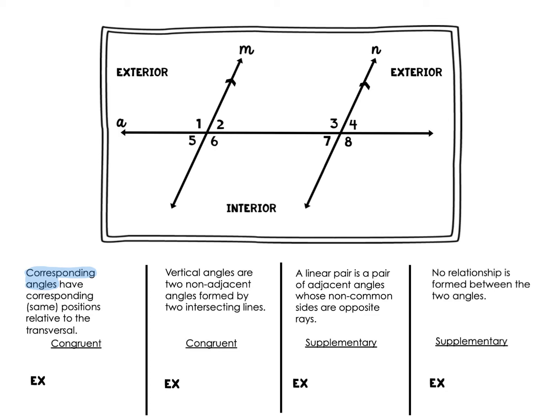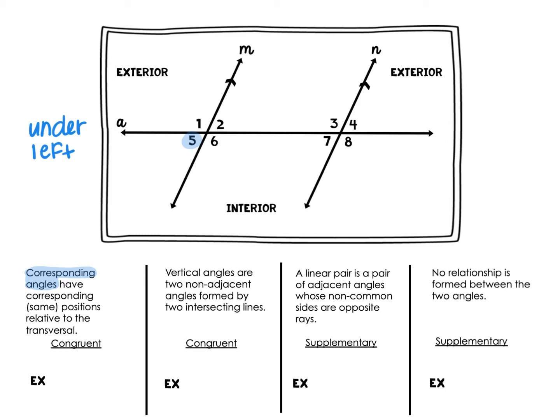So if I'm looking at angle number 5, angle number 5 is under the transversal to the left of a parallel line. So I need to be looking for another angle that's under the transversal and to the left of a parallel line. Well, 6, 7, and 8 are under the transversal.